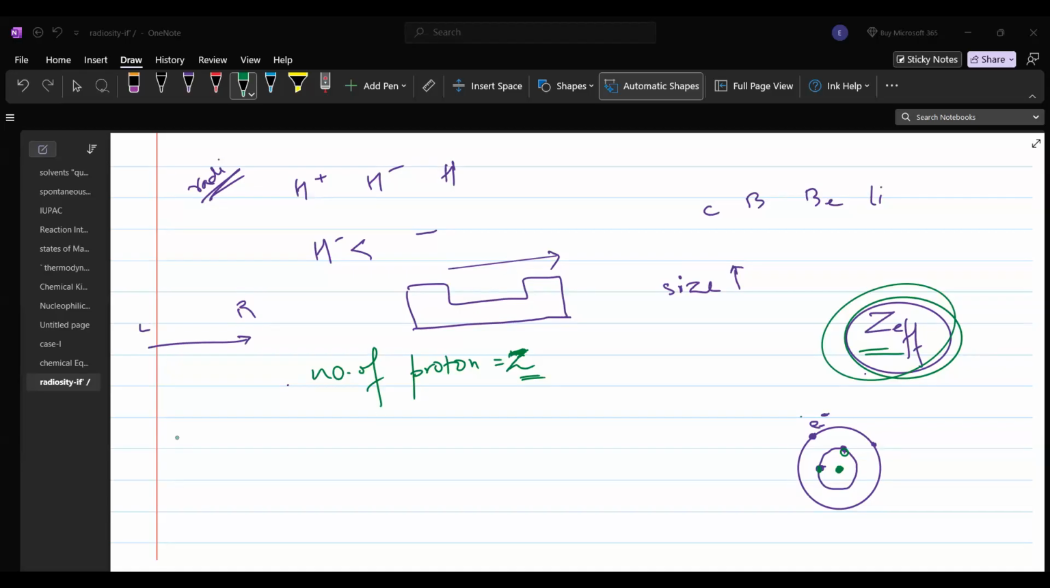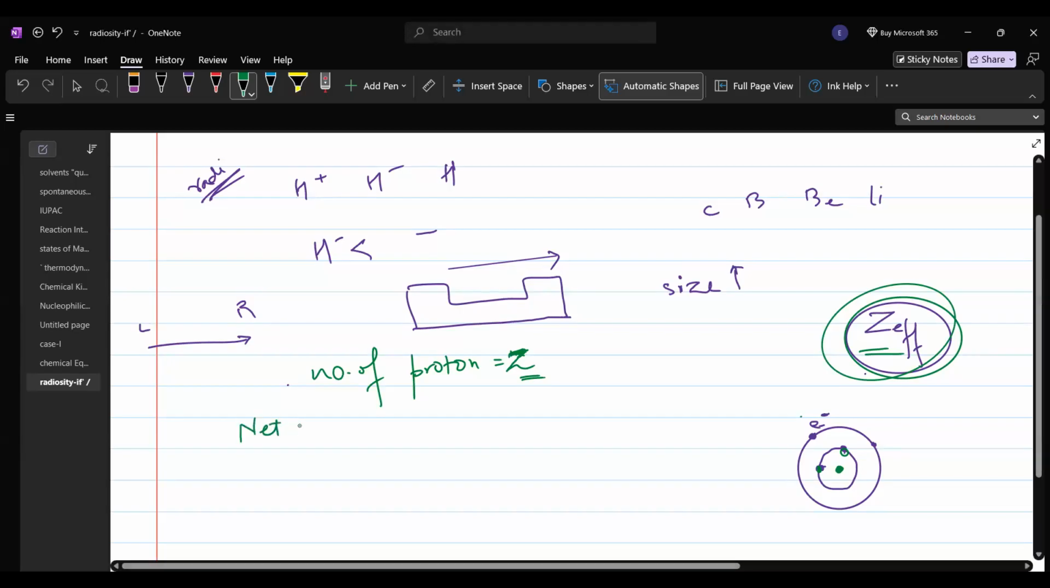You can write this definition also. Net means net positive charge. Net positive charge experienced by electron. Okay, got my point? Experienced by upcoming electron, right? Oncoming electron, which is just away from.